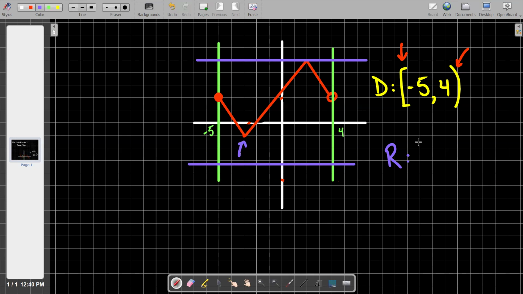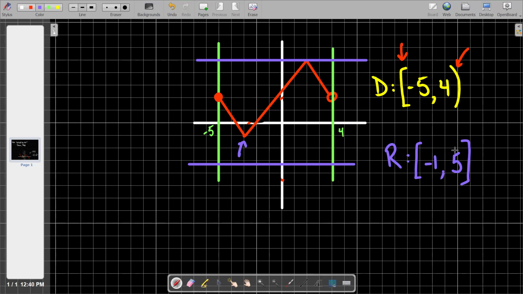And because it makes it, what kind of boundary am I going to use? Square. So I want a square bracket at -1, comma, and how high does the graph go? To 5. Does it make it? Then it's also squared off. So there's your reintroduction to domains and ranges.